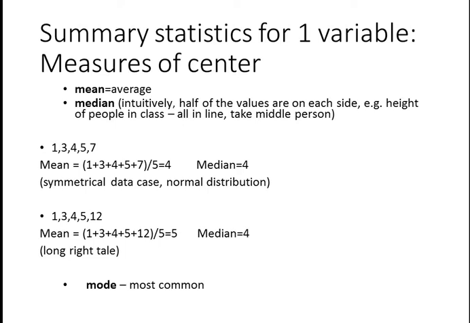Mode is the most common value. Two of our examples don't have modes. But if we add 4 to the first set of our values that we had in our example, immediately we will have the most common value. 4 now is present twice, and thus it's the most common value, or the mode, in the last set.